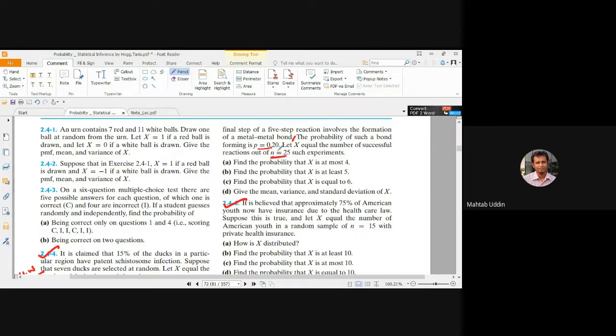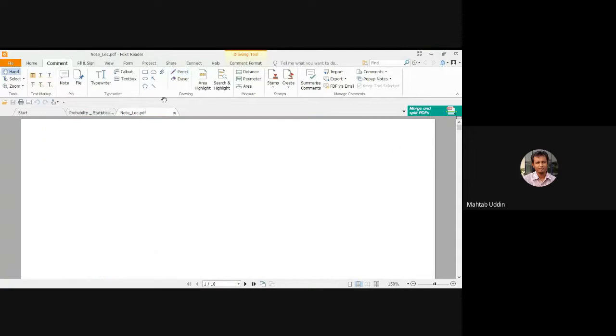How many experiments have they done? They have done 25 experiments. They found the success 20%. So what is their rate of failure? 80%. What is the percentage of failure?